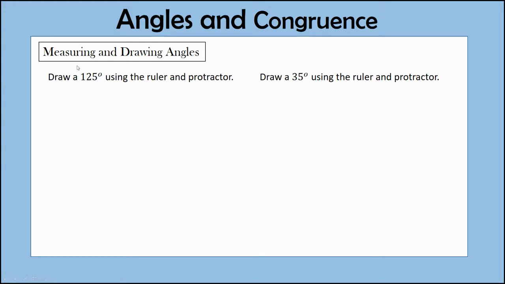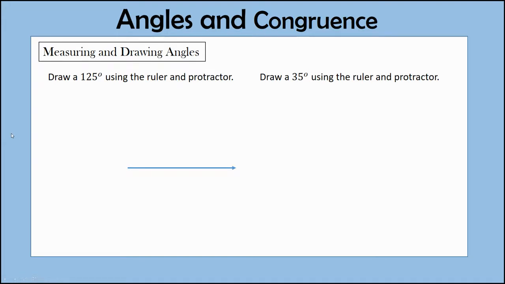All right, so if it says draw a 125 degree angle using the ruler and a protractor, and again, you're going to have manipulatives that you can use on the Alex site. But here's how we would do it. The first thing you got to do to draw an angle is to start with a ray. We're going to build our angle off of this ray. All right, so here's my ray. This is right where the end point is.